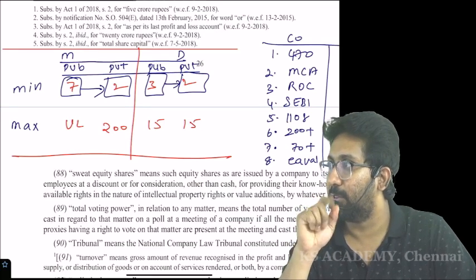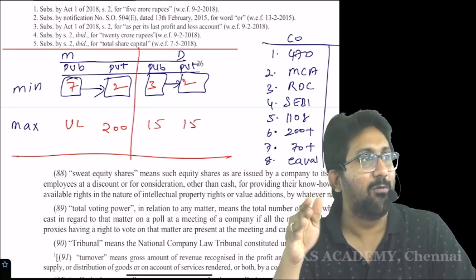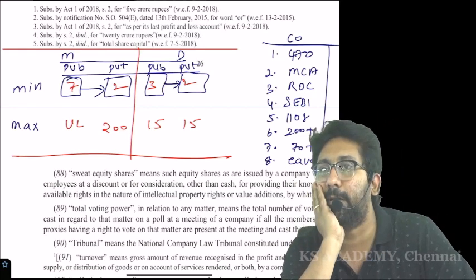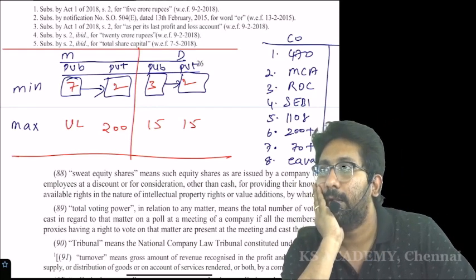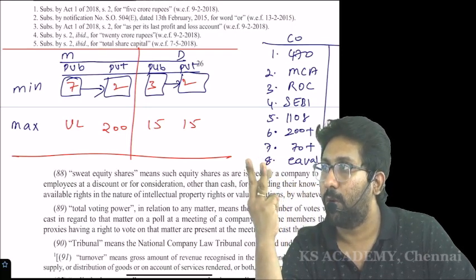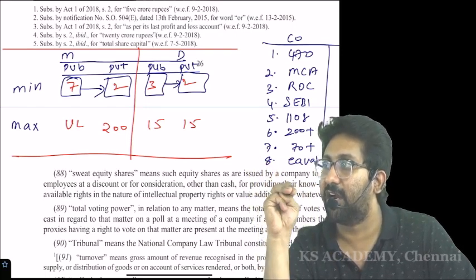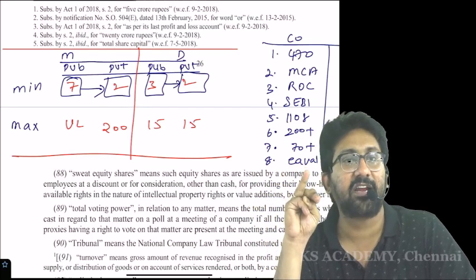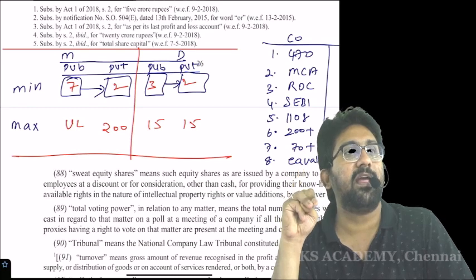Now, what will happen? These 2 people have every chance to cheat the public. That's why 3 persons must be there. 1 or 2 may be related, but a 3rd, independent director, is required. Which director is required? Independent director.